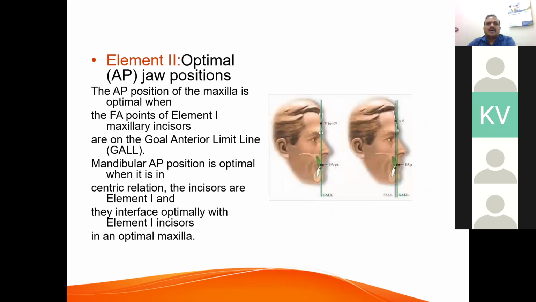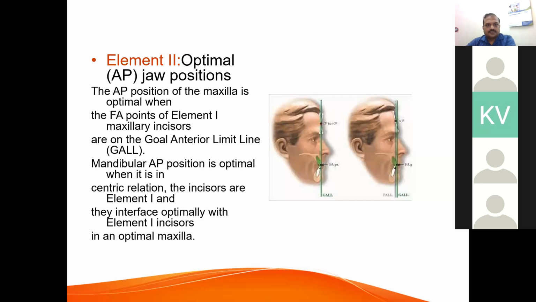Element 2 is the optimal antero-posterior jaw position. The maxilla is optimally positioned when the facial access points of the maxillary incisors are positioned properly. So reference is always made with the element 1 incisors. This element 2 analysis alone we will discuss at the end of the lecture in detail.